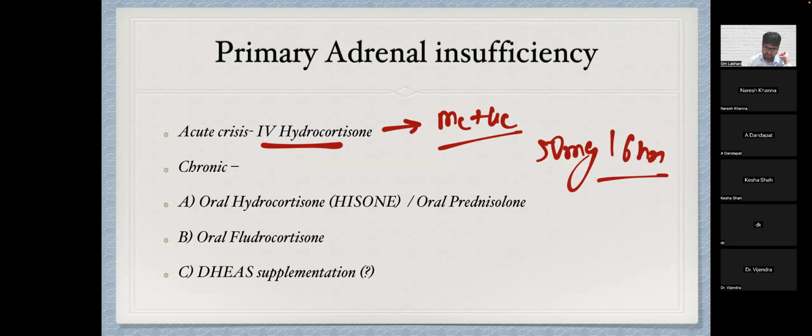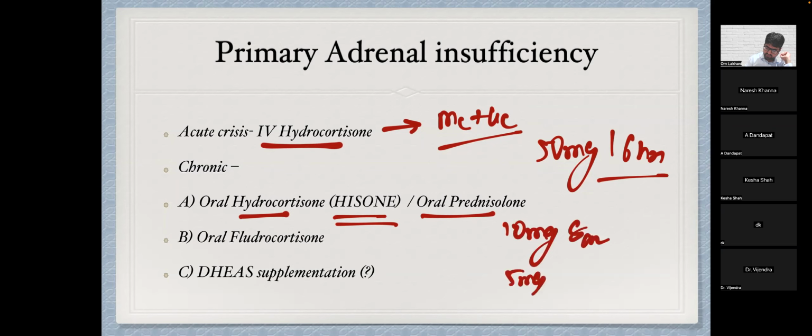In a chronic situation, you can give either oral hydrocortisone, which is available in India as Hisone, or oral prednisolone. If you're giving oral Hisone, you need to give it in split doses. So typically we give 10 milligram at 8 a.m. and 5 milligram at 5 p.m. This is a typical dose which you give in terms of Hisone. If you're giving oral prednisolone, you can give it once a day. So typically we start the patient on 5 milligram of oral prednisolone.